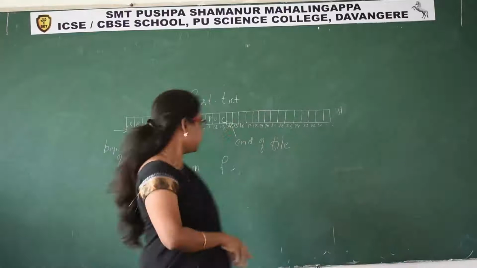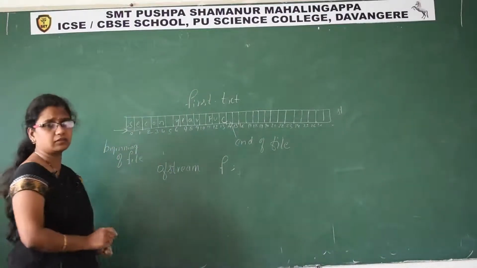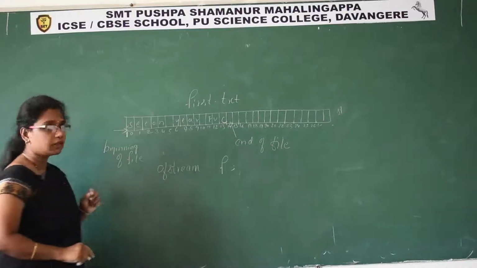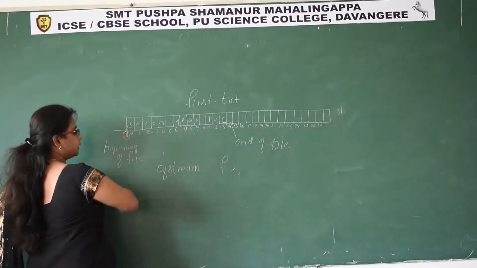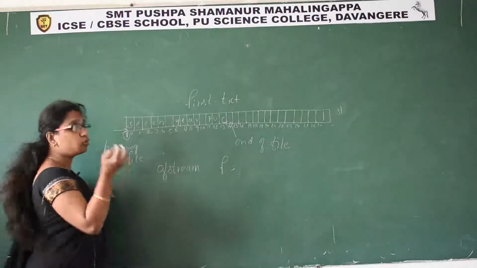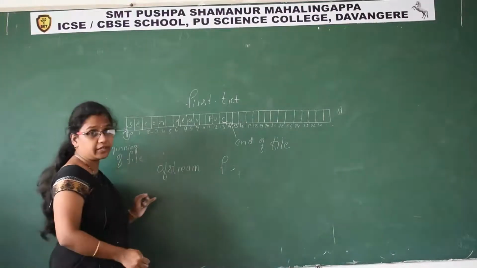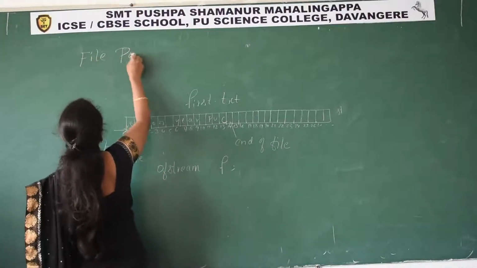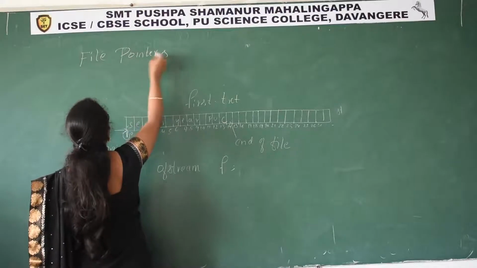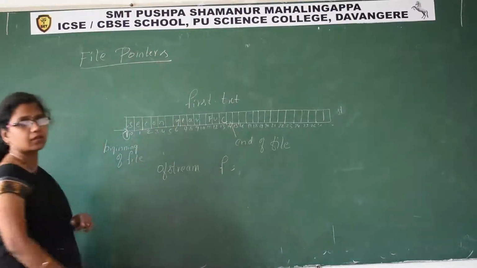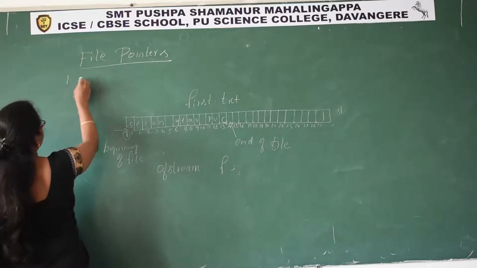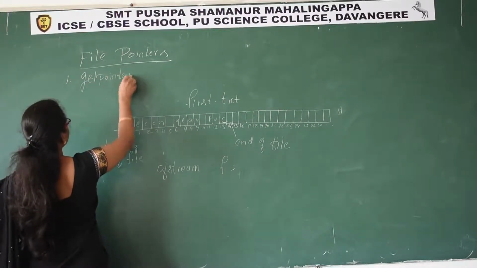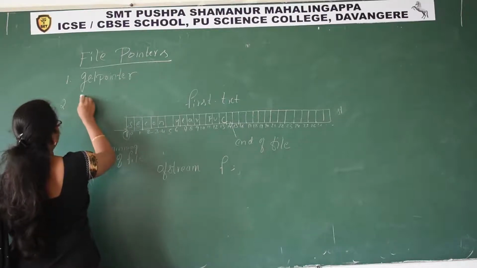Understood? Here, when I open the file, there is a cursor blinking here. We call it the file pointer. So there are two file pointers: one is the get pointer, another one is the put pointer. Now let us discuss file pointers. What are the two file pointers? Get pointer and another one put pointer.